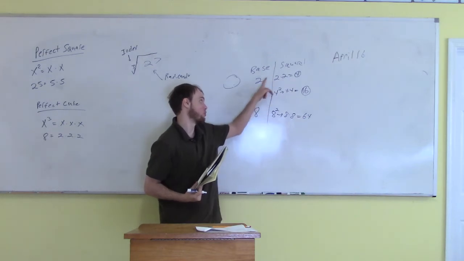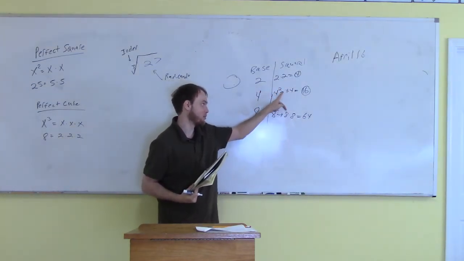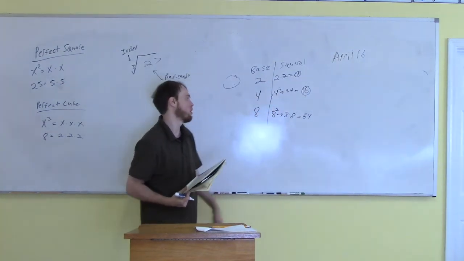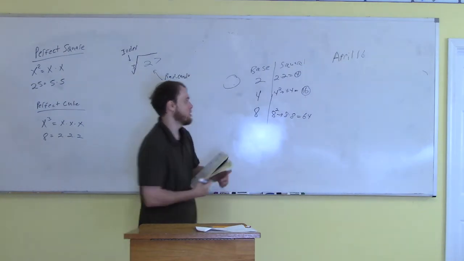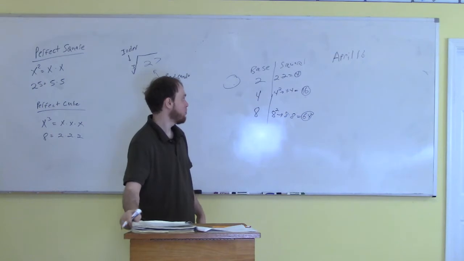And so for 2, you multiply 2 by itself twice. For 4, you multiply 4 by itself twice. And for 8, multiply 8 by itself once there. And so that would be 64. Now I'll do the cube for these as well.